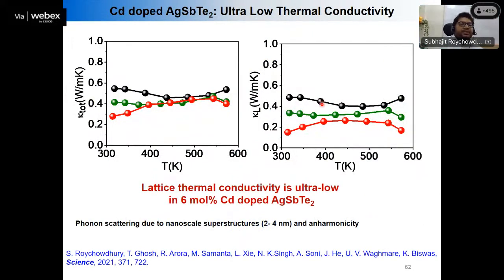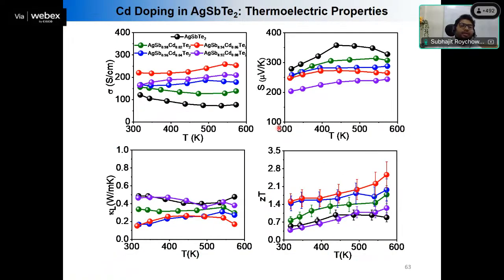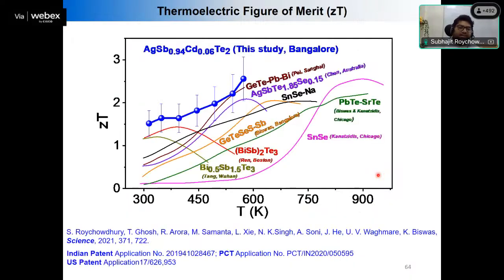Then we measure the thermoelectric properties. First, we measure thermal conductivity. And you can see here, although the pristine sample is quite low, with cadmium doping it decreases further because it has a nanoscale superstructure as well as anharmonicity in the system. Then we measure all other thermoelectric parameters, and most importantly, we observe ZT around room temperature is 1.4 and 2.6 at high temperature. So we realize a polycrystalline sample with that much high ZT.